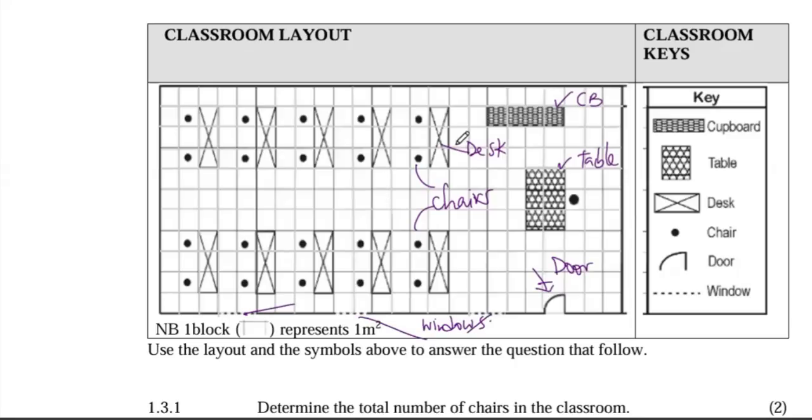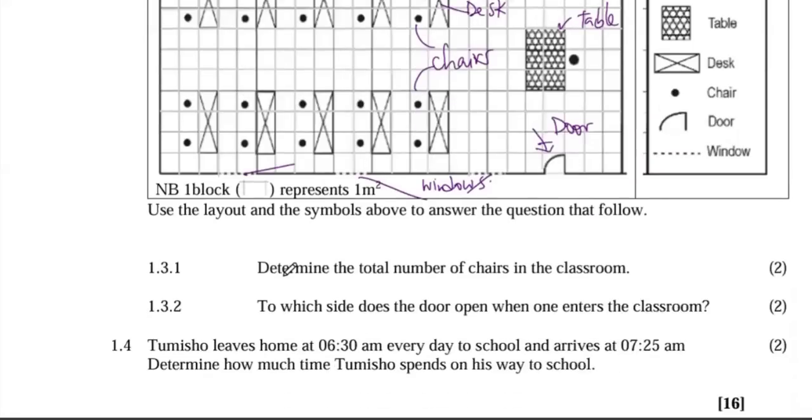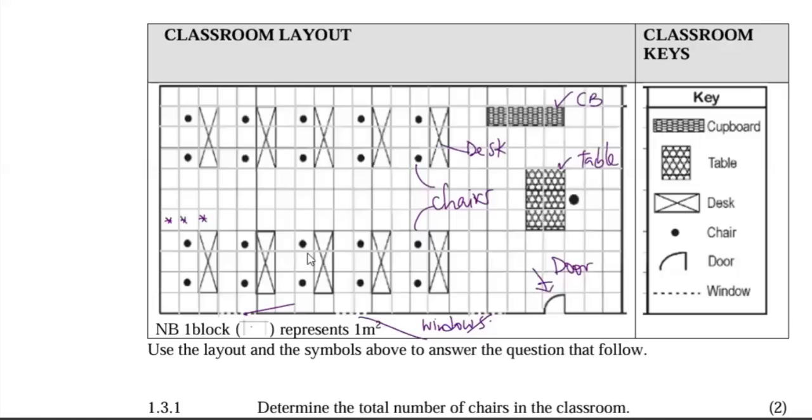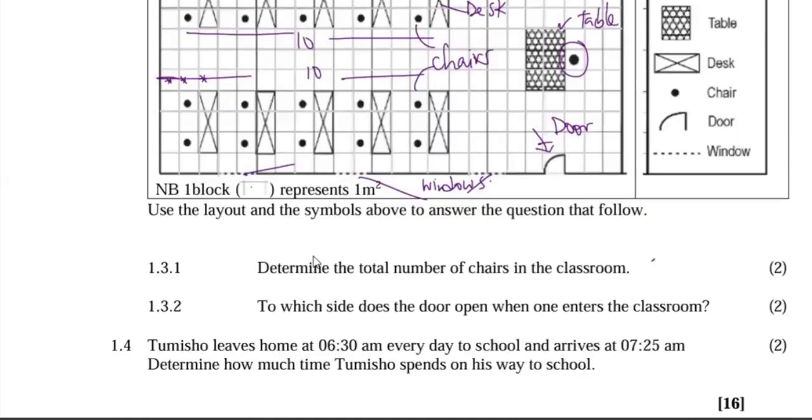So let's go. You've analyzed that. Then come to this and take note. Here they're telling us 1 square represents 1 meter squared. So these ones here, each of them is 1 meter squared. Anyway, determine the total number of chairs in the group in the classroom. So chairs, we are looking at dots. When you look at these ones here, these are already 10. So also down here they are 10 plus 1 from the teacher. So they are 21.